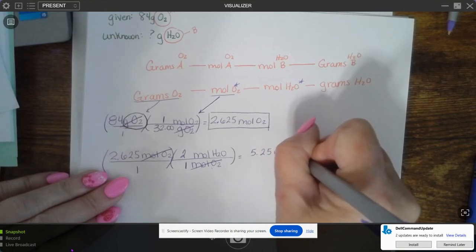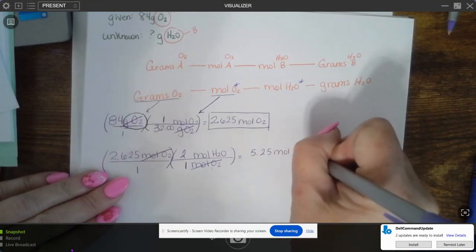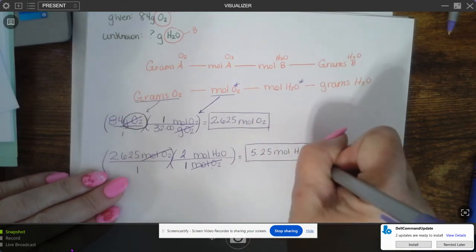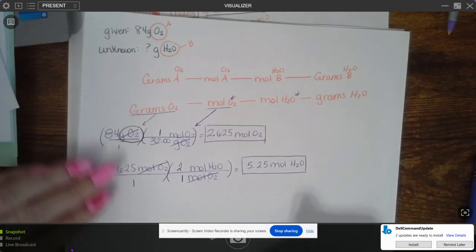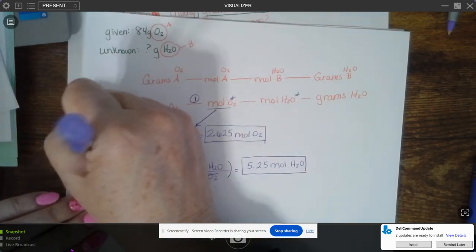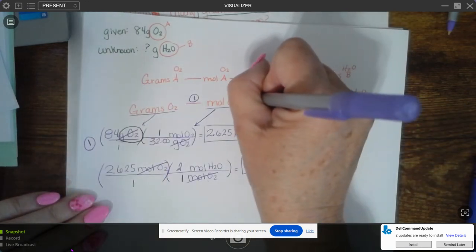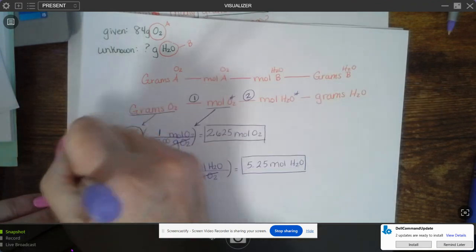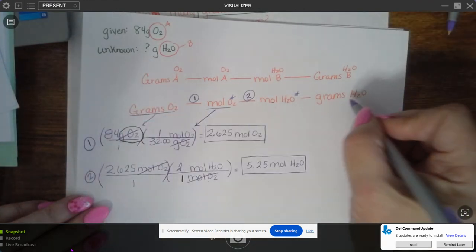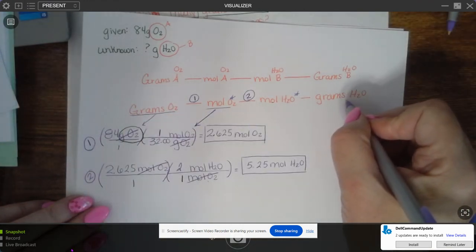5.25 moles of H2O. So that's the answer. So if you look at your mole map, this was step 1. This was step 2. Okay, which means we have one more step. We're trying to get all the way out here to grams of water.